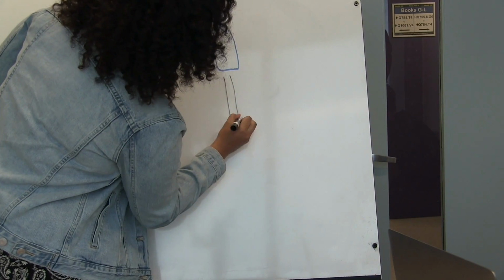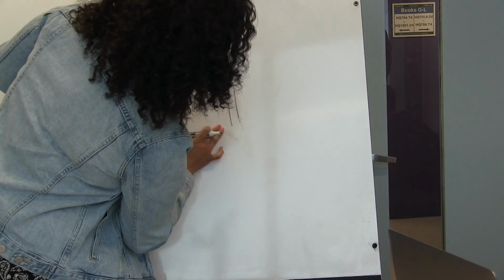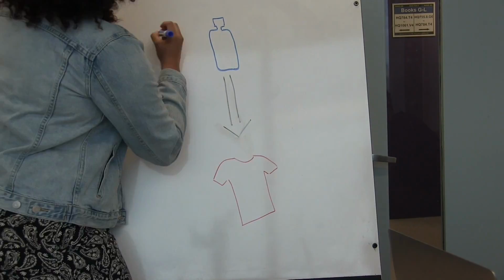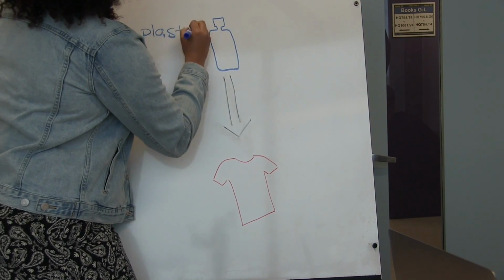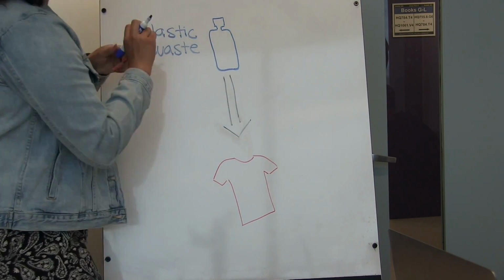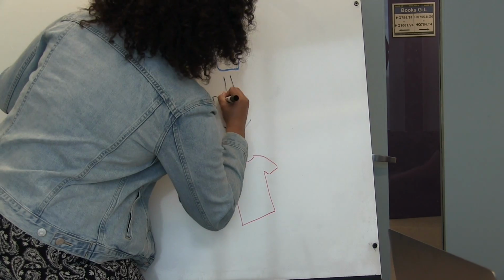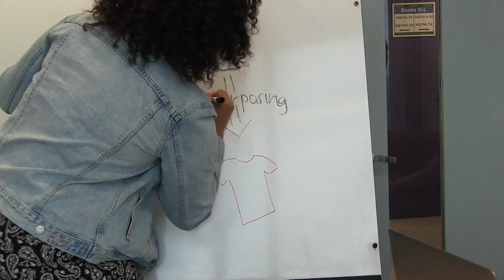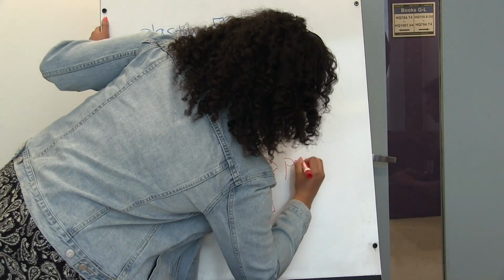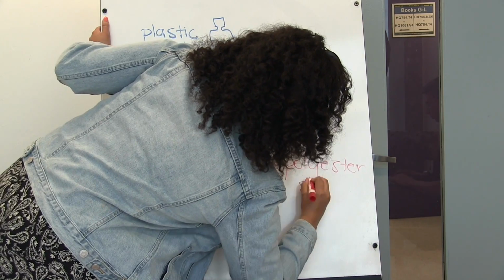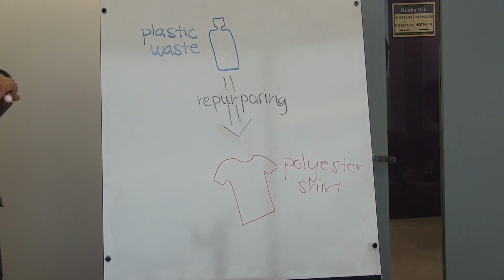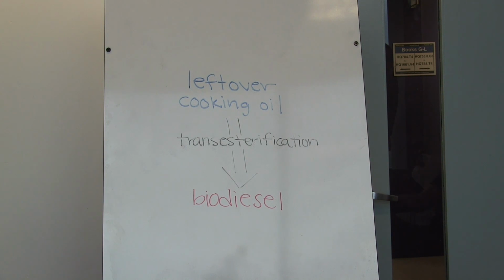Biodiesel synthesis is analogous to repurposing plastic waste. When you throw your disposable plastic bottles into a recycling bin, they're converted into new plastic products, like the polyester fibers in your shirt. Similarly, used vegetable and cooking oil that would otherwise be discarded can be transformed through transesterification into a new chemical fuel.